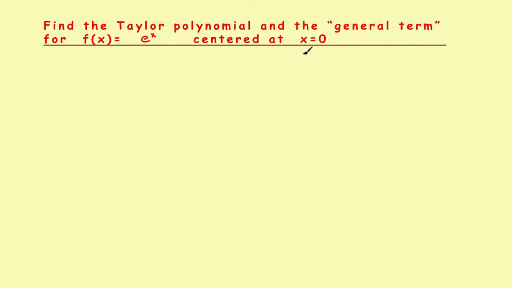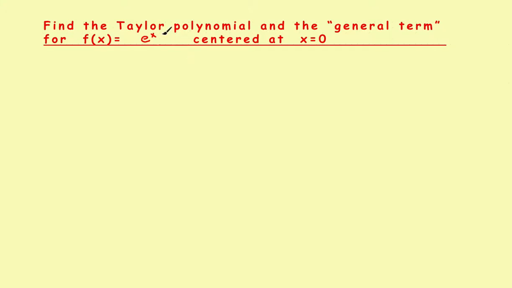And we'll put a couple of restrictions on it. We'll have it centered at 0, just like the other ones. And in addition to finding the Taylor polynomial, we'll also want to identify the general term, and then finally we'll take a look at what the graphs look like. So it'll be a similar format to those previous two videos. So again, if you haven't done it, I would definitely watch the sine one first, the cosine one second, and then here comes the third one.